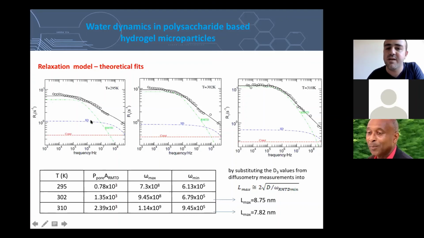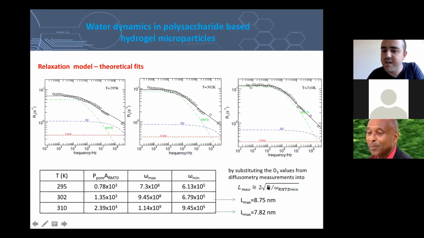And then we have the surface water, and then we have the bulk water contribution. If we look at the output parameters, the most important are the high cutoff and low cutoff frequencies. The low cutoff frequency is simply the frequency where the spectral density, this R1, makes a breaking point, and it corresponds to this expression.